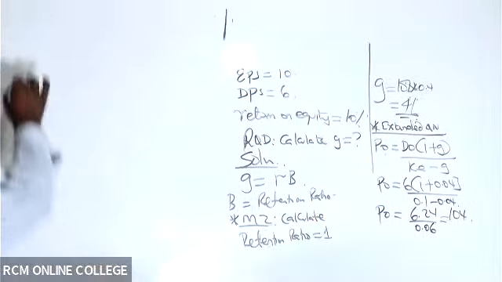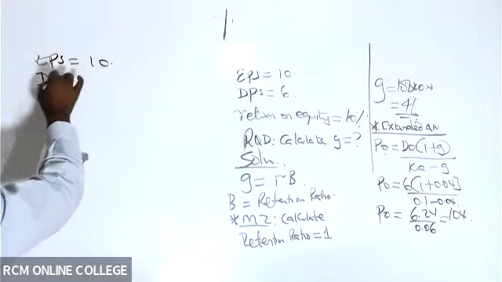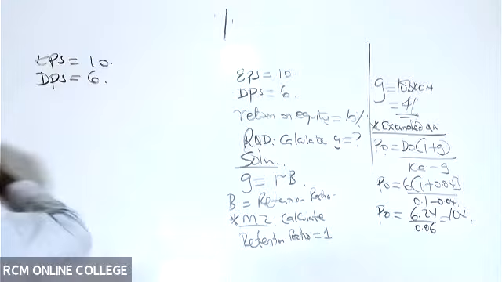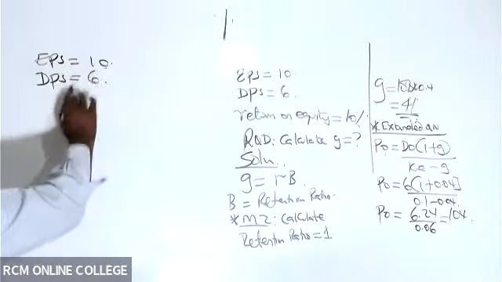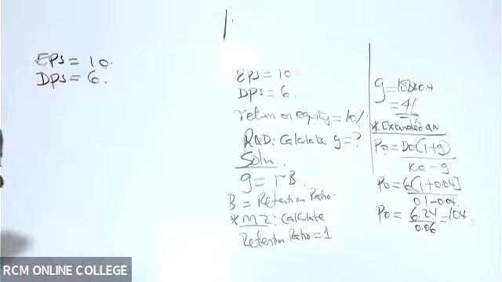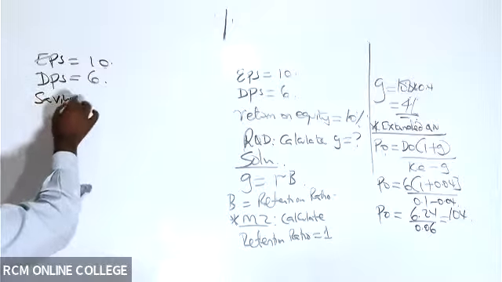You see, we have here EPS is 10 and DPS is 6. So the company has been able to earn 10 bob, and then they are paying 6 bob, isn't it? Then somebody should be able to see how much the company is saving. How much are they retaining?